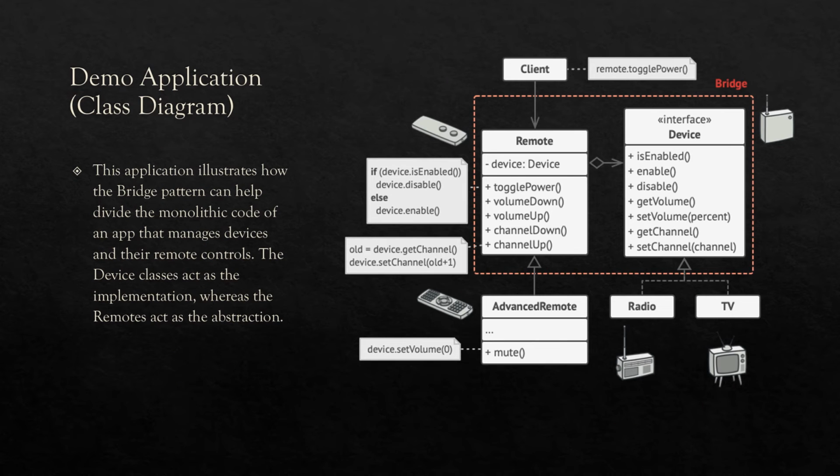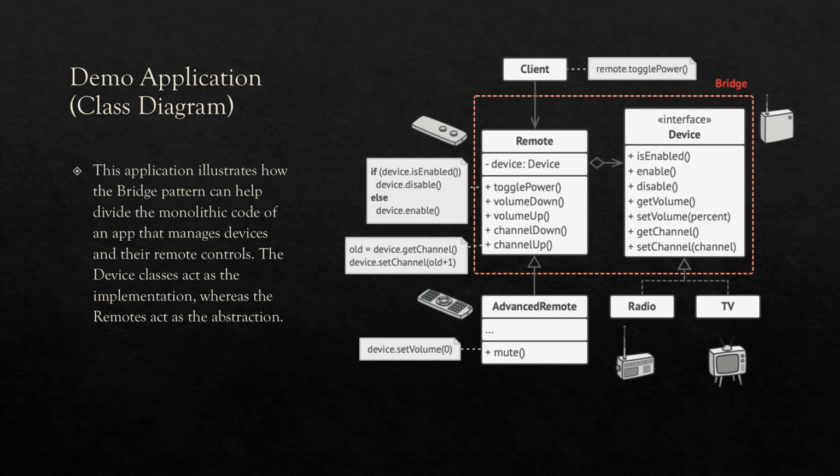So next, this is my demo application. It is an application for the building of device and remote system. So the remote is used to control the volume and the channel of the devices. So this application illustrates how the bridge pattern can help divide the monolithic code of an app that manages devices and their remote controls. The device classes act as the implementation, whereas the remotes act as the abstraction.